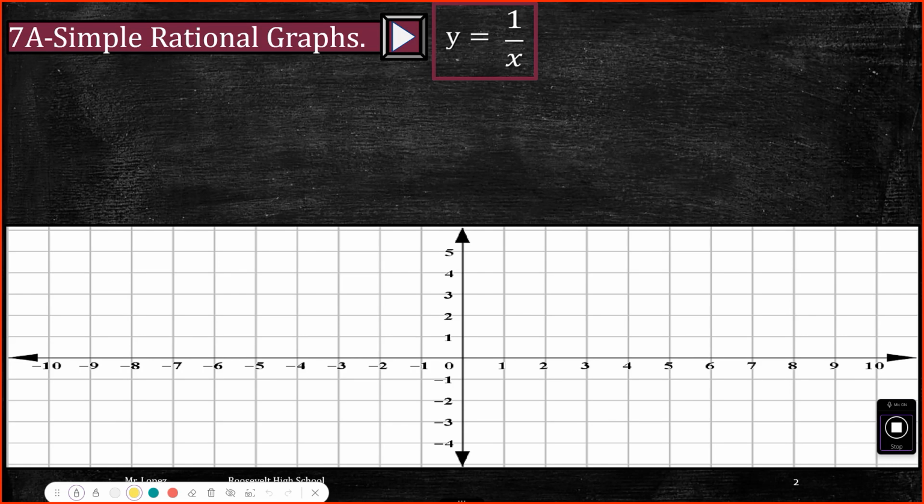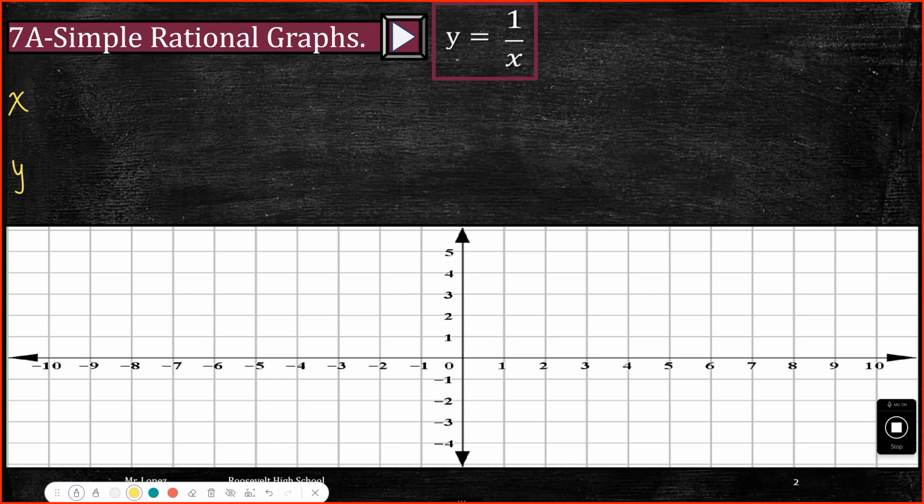Lesson 7A, simple rational graphs. So it is y equals 1 over x, and we're going to graph y equals 1 over x. We're going to input values for x, input values x, and output values y.